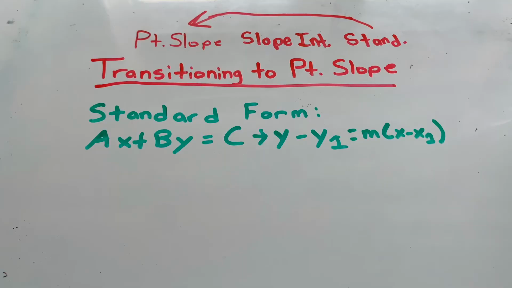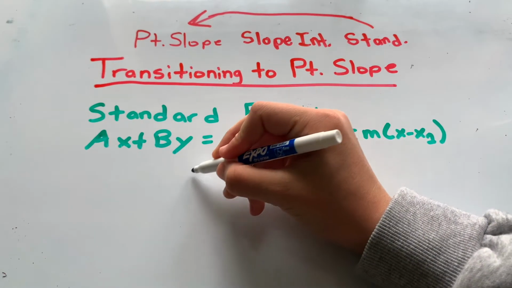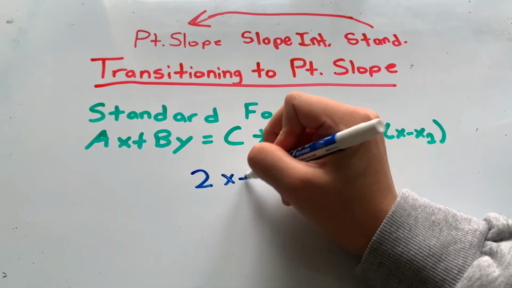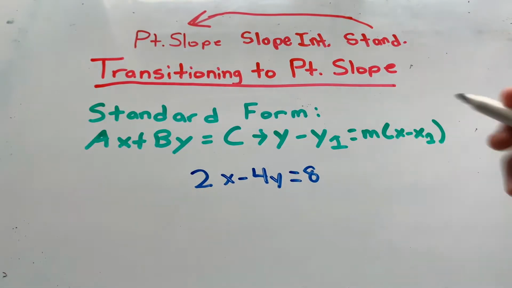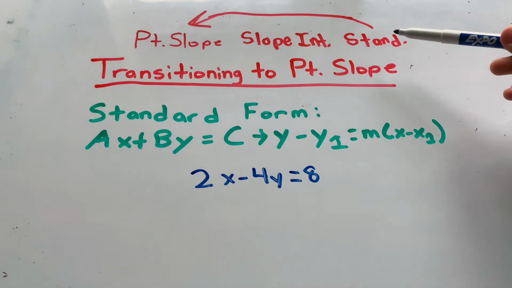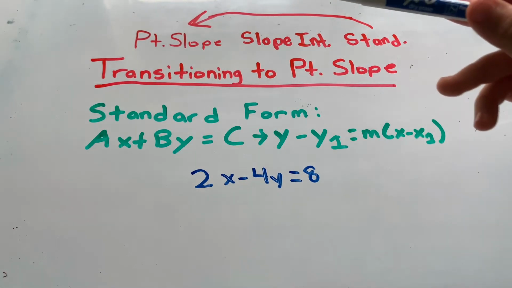So our first transition is going to be transitioning to point-slope. We're going to use standard form for the first one. Going from standard form to point-slope form is relatively simple. We'll use the equation 2x minus 4y equals 8. And if you remember from the diagram, you can go straight from standard form to point-slope form.